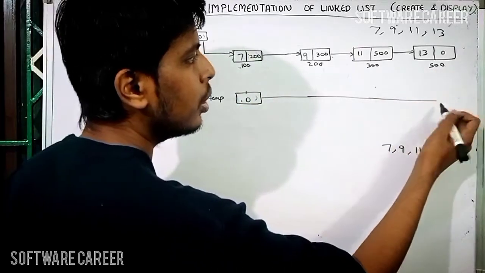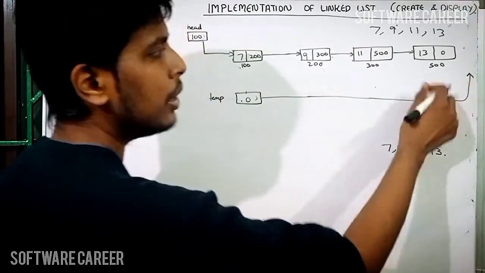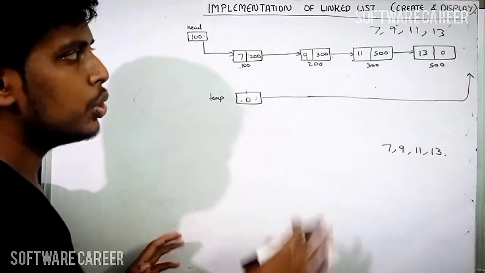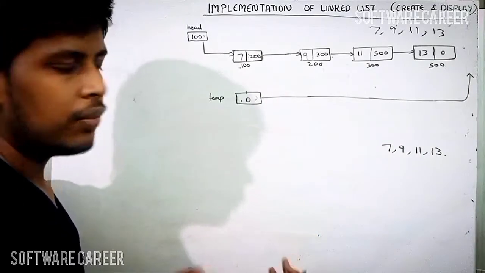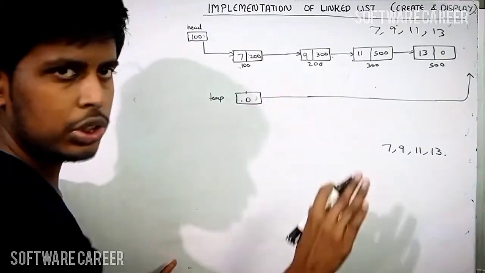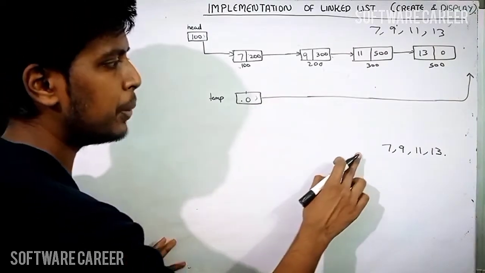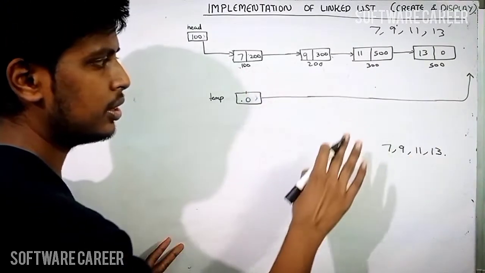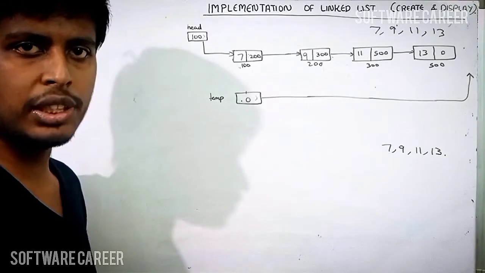Then this pointer points towards the next node, but no node is present after that. So you should stop. How can you stop? When the temp value is 0, you should stop. Now you have printed all the elements present in the linked list. This is how you should display all elements in the linked list.